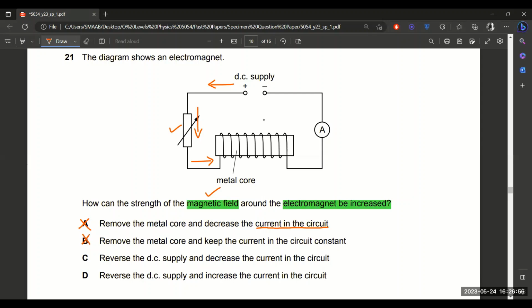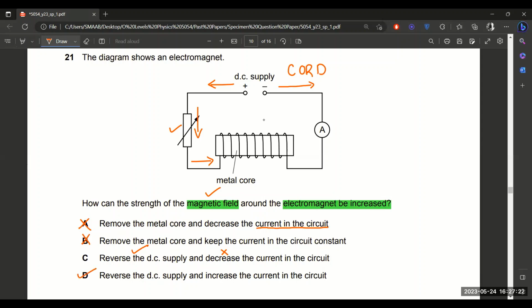Option C, reverse the DC and decrease the current. Reversing the DC is the right choice, but decreasing the current is not a good choice, because if we reverse the direction, current will start moving from the direction mentioned in option C or D. So there is no variable resistor, and a high value of electric current will pass through the coil, which will increase the strength of the magnetic field. So that's why option D is the right answer.